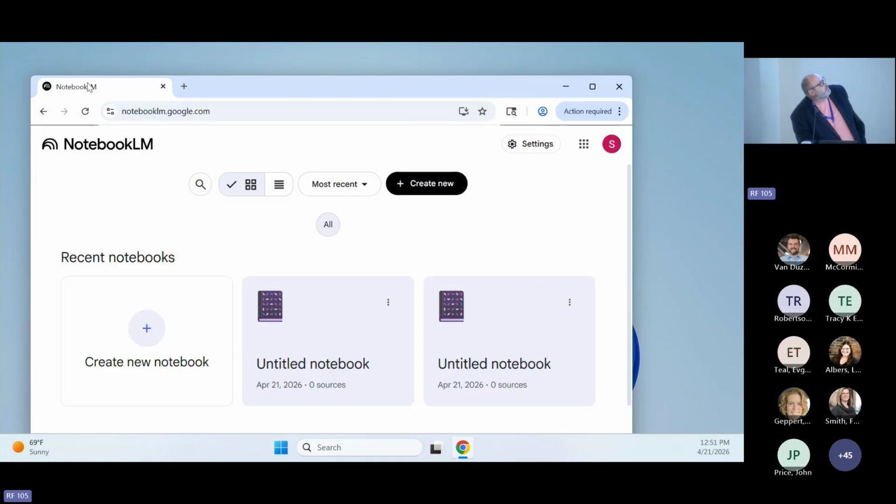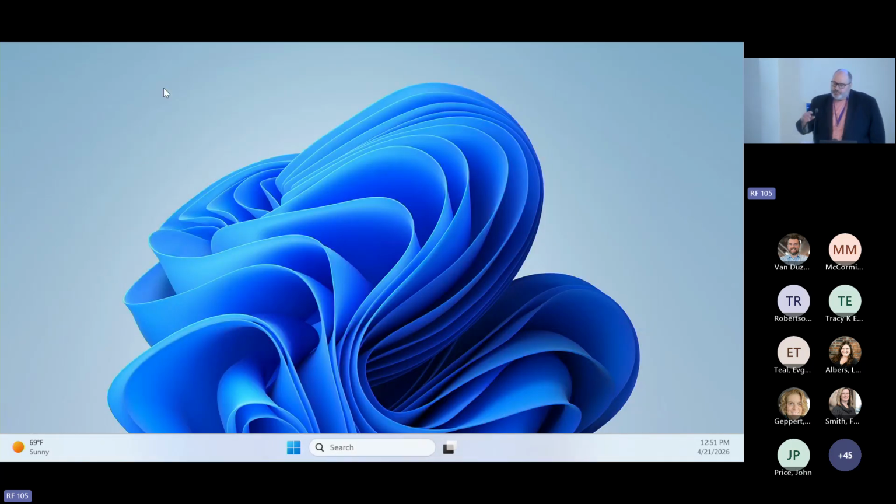Title. Oh, that's right. Okay. Anyways, I would encourage you to take a look at this. Load files, load resources into this.